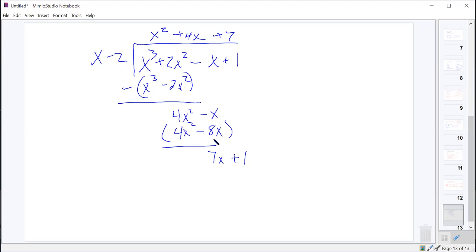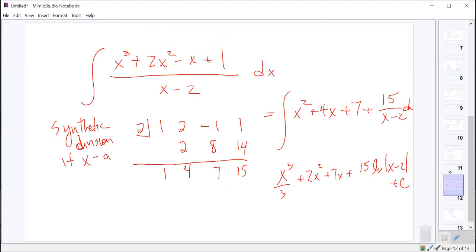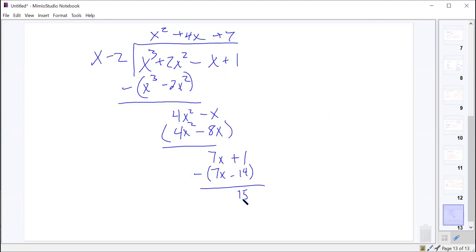And x times 7 is 7x, and we end up with 7x minus 14. Subtract, and you get a remainder of 15, which is exactly how we got x squared plus 4x plus 7 plus 15 over x minus 2. Everybody good with the synthetic division? I mean, sorry, the long division.